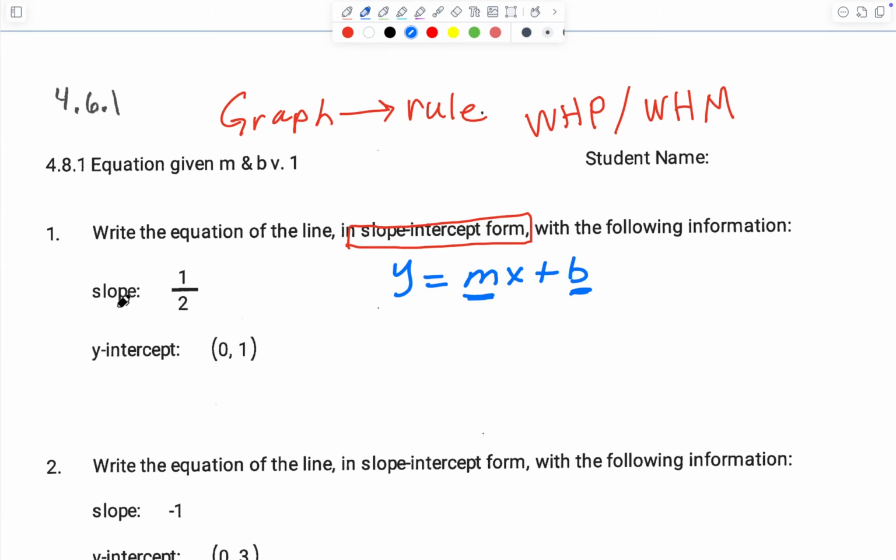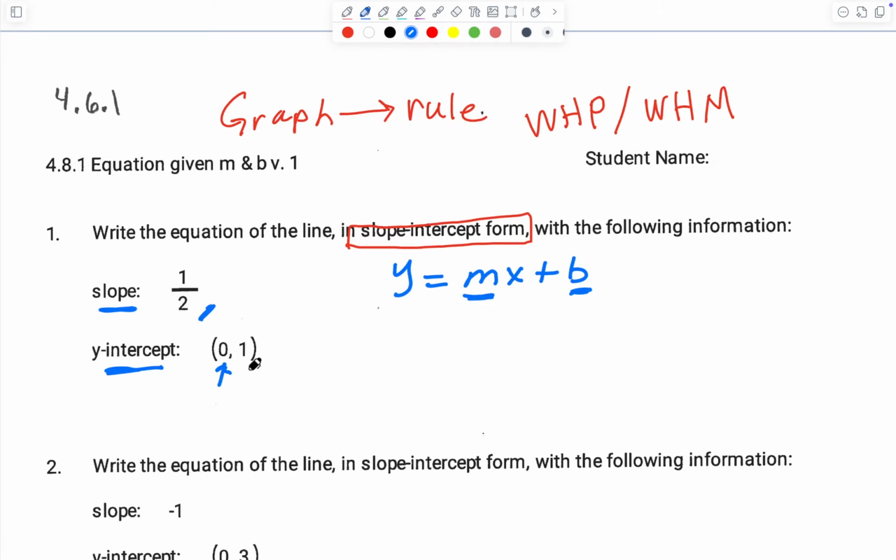So we take a look at what's given. Slope, there's half of what we need, 1/2. And y-intercept. Now this is interesting, it's given as an ordered pair. When x is 0, that is where y, or the line, crosses the y-axis. So that is the y-intercept. So we just really need this number right here.